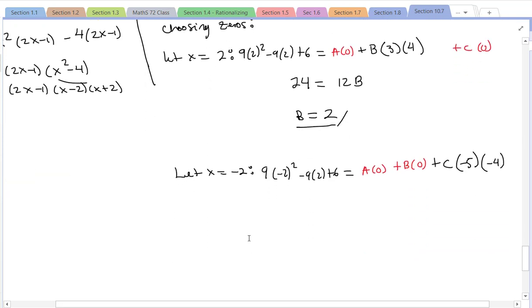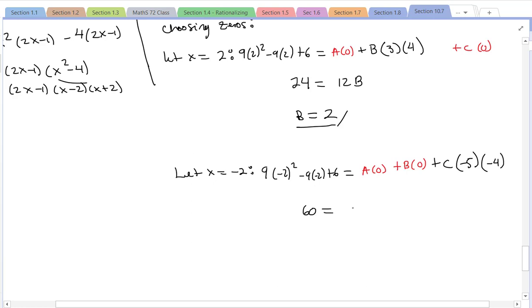So we're left with 9 times 4, so that's still positive 36. Oops, and that's a minus 2. So minus 9 times minus 2 is positive 18, so I have 36 plus 18 plus 6. Usually I do 18 plus 6, and that's 24, plus the 36, so that will give me 60.